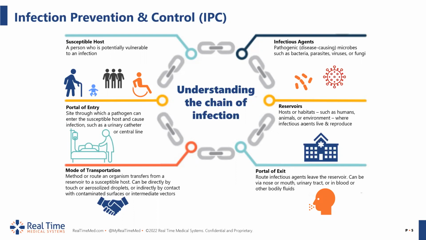We have our portal of entry. That's a site through which a pathogen can enter the susceptible host and cause infections, such as urinary catheters or central lines. We have that mode of transmission, that method or route by which an organism transfers from a reservoir to a susceptible host. This can be directly by touch or aerosolized droplets, or indirectly by contact with contaminated surfaces or intermediate vectors. I'm going to pause here for a moment, and I want you to think about what we are doing with everything that we are taking into our resident rooms, such as our vital sign equipment and our glucometers. What do we do with our mechanical lifts that we take in and out of every single room?